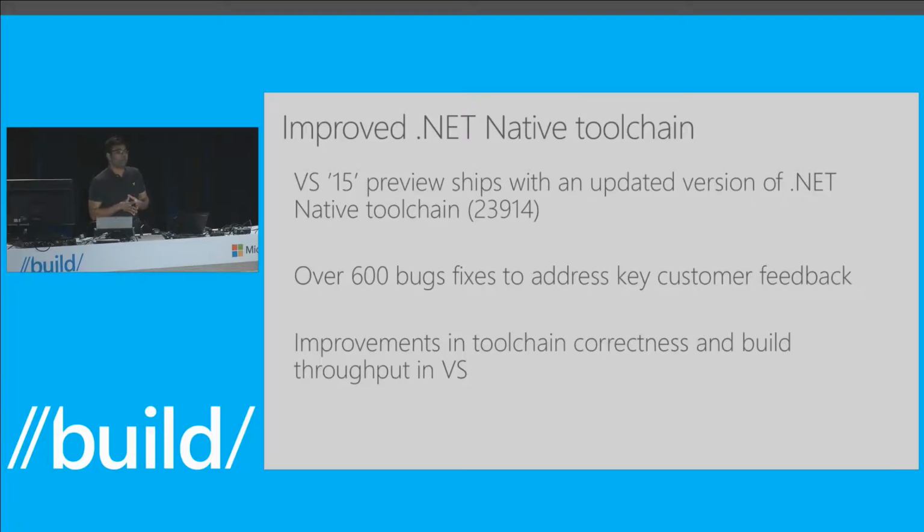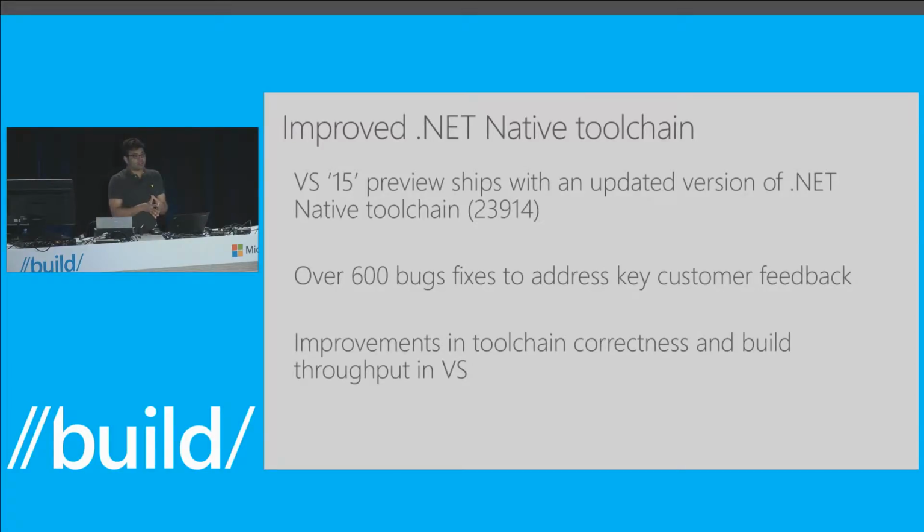Also, as part of VS 15 preview, we are shipping an improved and updated version of .NET Native Toolchain. This new version includes more than 600 bug fixes over the last 9 months, addressing some of the key customer feedback. It improves the VS build throughput for .NET Native in VS, and we have fixed a number of issues around reflection to improve the correctness of .NET Native Toolchain as well.